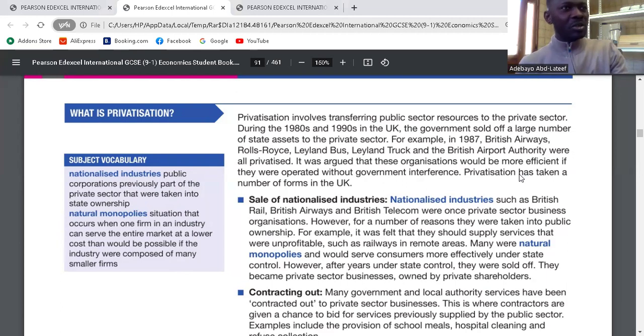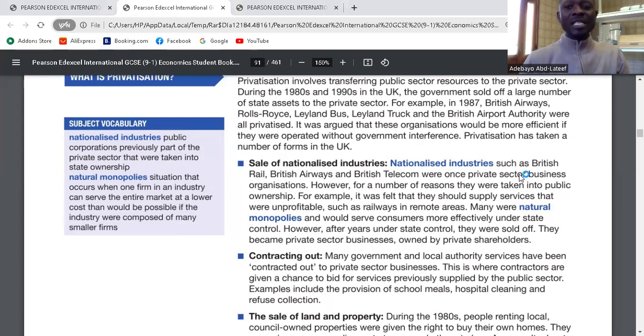So before privatization, they were nationalized. They were all businesses for the government. So now there's a change of ownership to the private sector. Privatization has taken a number of forms in the UK. One, sale of nationalized industries. So one of the ways in which privatization takes place is to sell nationalized industries.